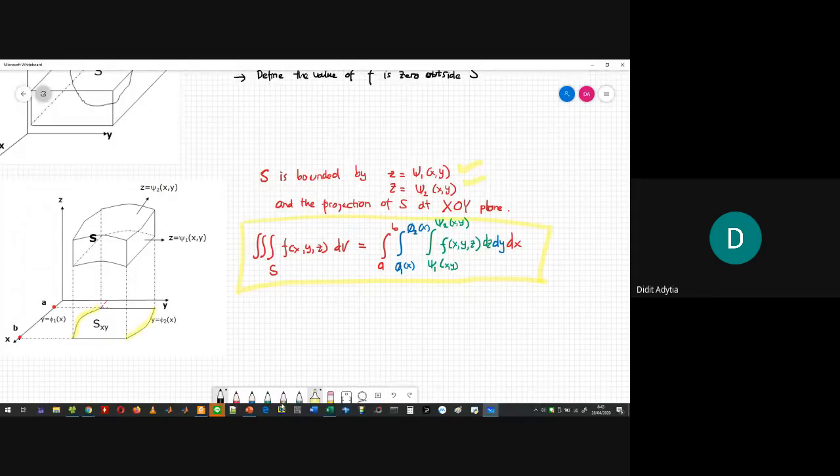Oke, dan ini baru kemudian yang merah ini ya, x-nya. X-nya terbatas dari mana? Dari A, yang ini, dari A ke B. Oke, jadi mulai dari yang paling kompleks, yang paling dalam. Yang pertama adalah z-nya, kemudian adalah y-nya, yaitu dy, baru kemudian yang merah ini, yaitu dx. Oke?